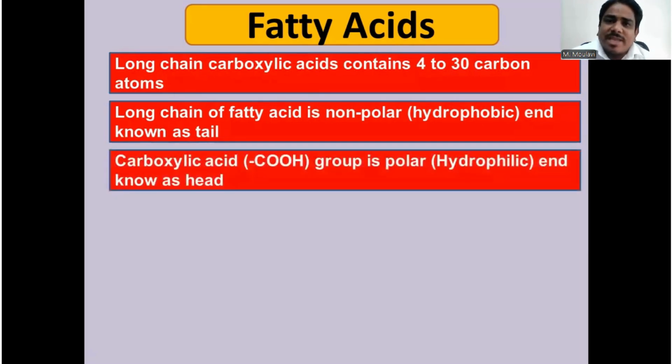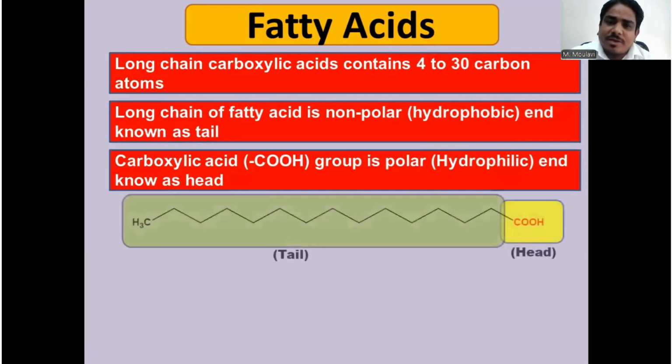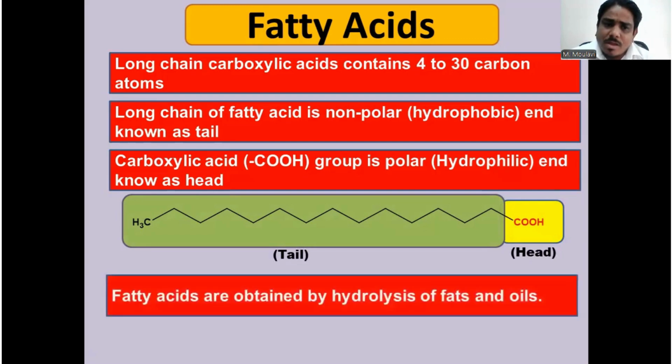While the carboxylic acid group, the COOH group, is a polar group, it is a hydrophilic group. It is known as the head. So in the chemical structure, it is very clear that this long chain of the fatty acid is known as the tail, while the carboxylic acid group is known as the head. Fatty acids are obtained by the hydrolysis of fats and oils.